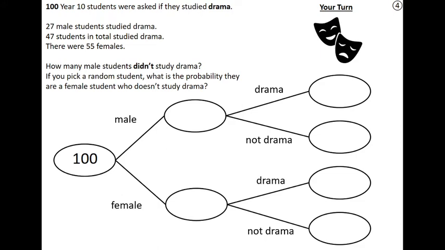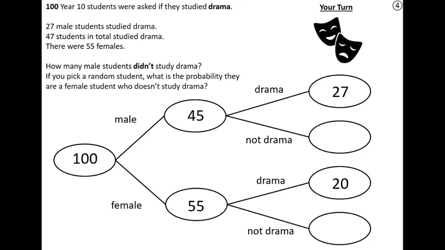Right, so going through the answers. 27 male students studied drama. And then it also says 47 in total studied drama. So that means that's got to be 20, so you make 47. Now it says there were 55 females. That's what goes in next. And then we've got to have 45 males, because you've got to make 100.